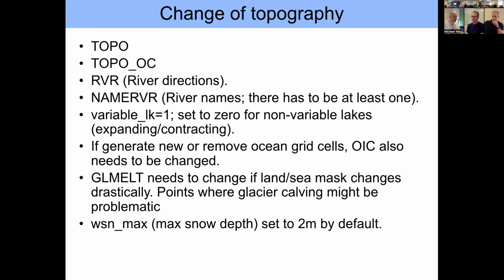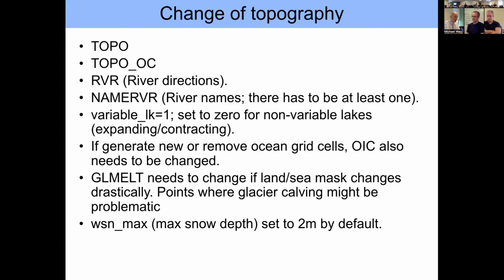This GL melt thing is utilized when this WSN max has a non-zero value. By default, it's set to 2 meters, which means that we don't allow more than essentially 2 meters of snow to accumulate on land. You can change this to any value you want. It can be 2 meters, it can be 2 kilometers. It's totally up to you. And again, that excess snow over that amount will end up in these GL melt arrays.